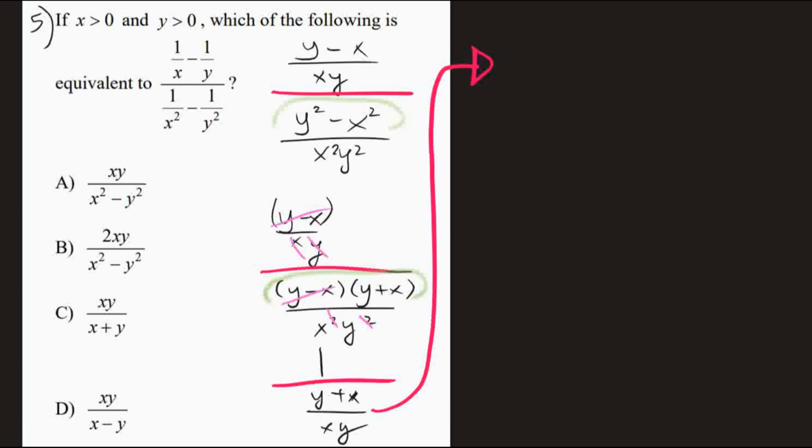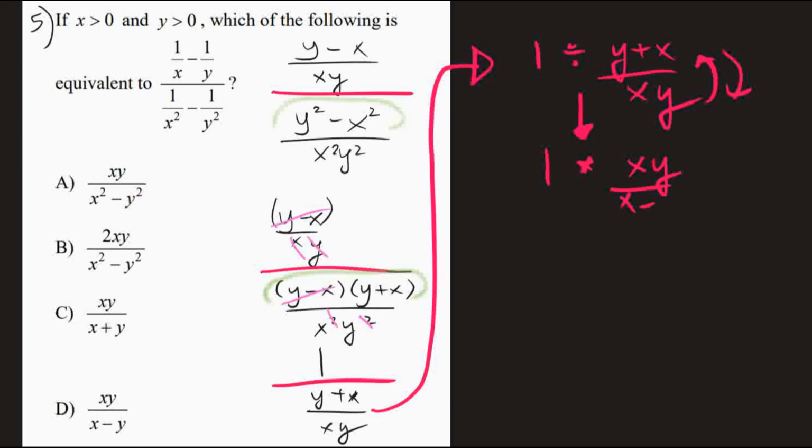So now it becomes 1 divided by (y plus x) over xy. Now I changed it. Many times I said that for division we just change to multiplication and flip the fraction. After that, xy over x plus y. So 1 times xy over x plus y is the same as xy over x plus y. So our answer will be C.